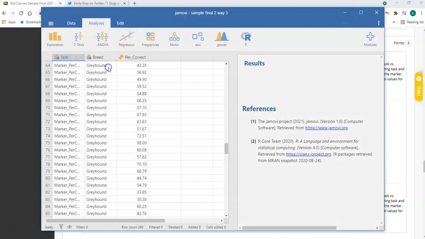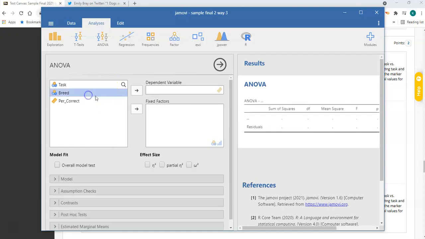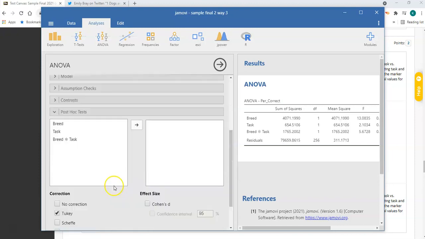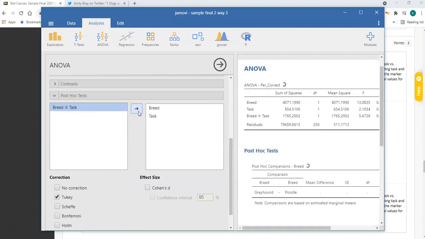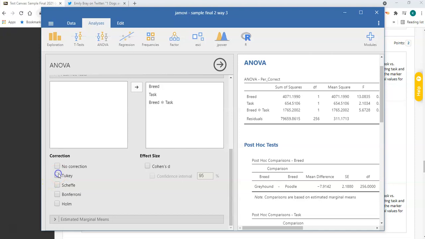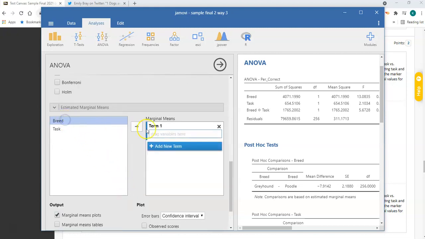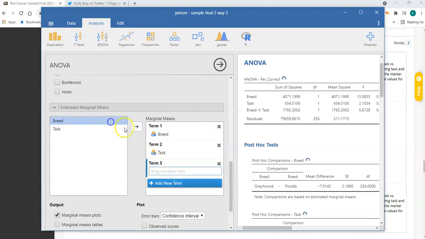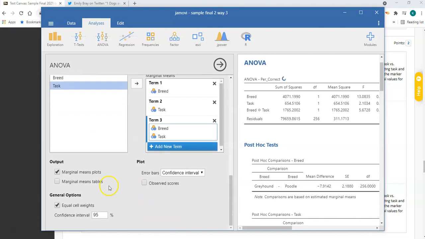Okay, so now we want to analyze it, of course. So we wanted to go one way again. The two factors are the breed and the task, and the performance on whatever task they did is the dependent variable. We want omega squared. We want to get all of the post hoc tests. We do not want correction p-value, and we want the d and the confidence interval around d. And you definitely want to get a graph here. I think that'll help you interpret the interaction if there is one.